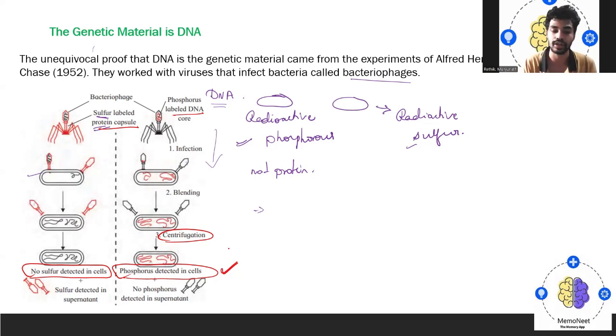So finally, they concluded that the DNA is actually the genetic material which is transferred from one generation to another generation. This is how they concluded whether it could be DNA or RNA. Okay, so this was all about the basic principles of the search for genetic material, the basic experiments. The questions will always be asked in a twisted form.